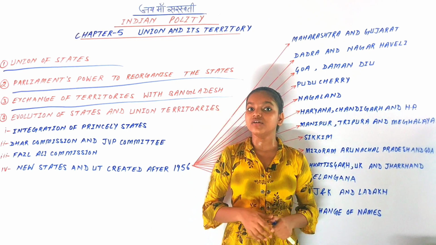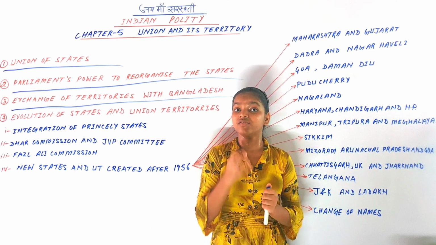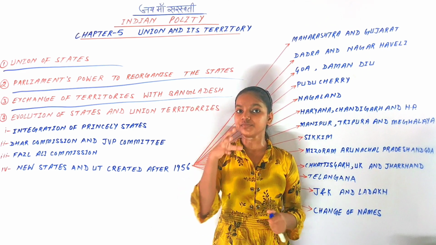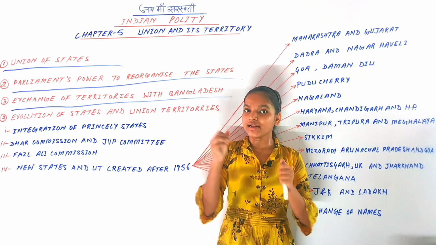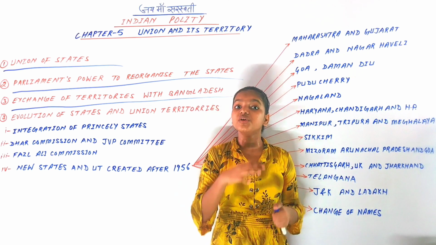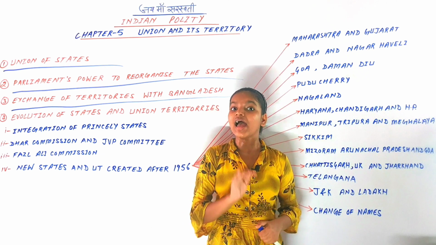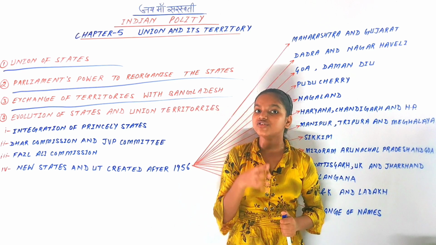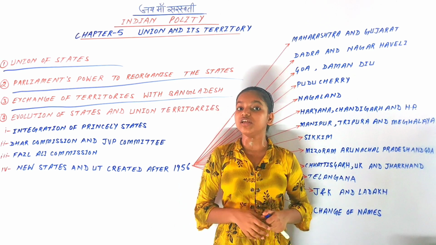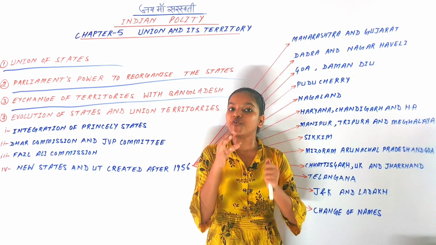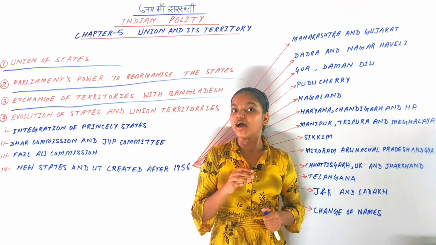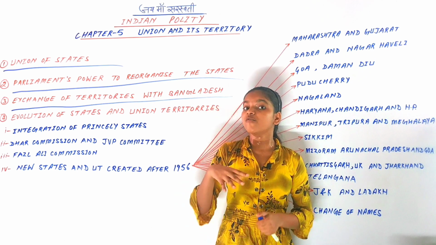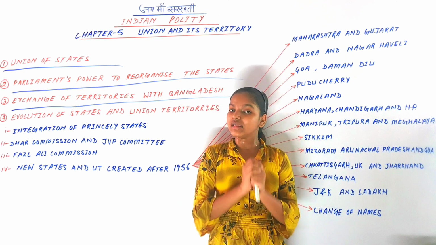So for that there were land boundary agreements, there were exchanges of territories with Bangladesh. During that time there were many disputes arising between two countries, India and present-day Bangladesh. And for that the 100th Constitution Amendment Act of 2015 was introduced, in which 111 enclaves of India were transferred to Bangladesh and 51 enclaves of Bangladesh were transferred to India.